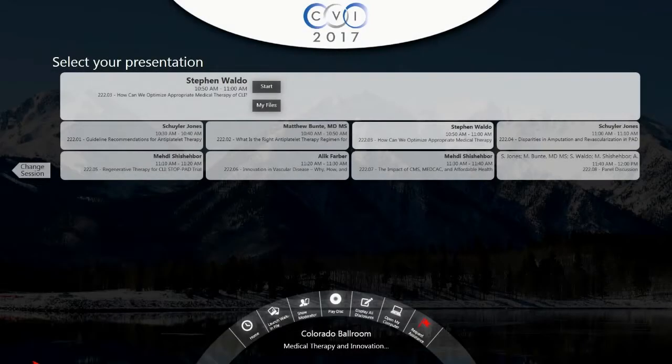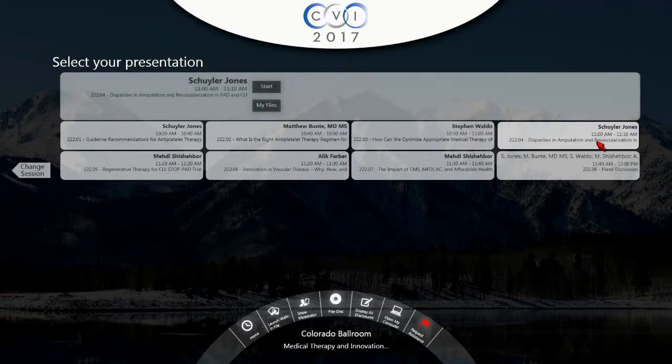Dr. Jones is going to be discussing disparities in amputation and revascularization in PAD and CLI, an important topic.